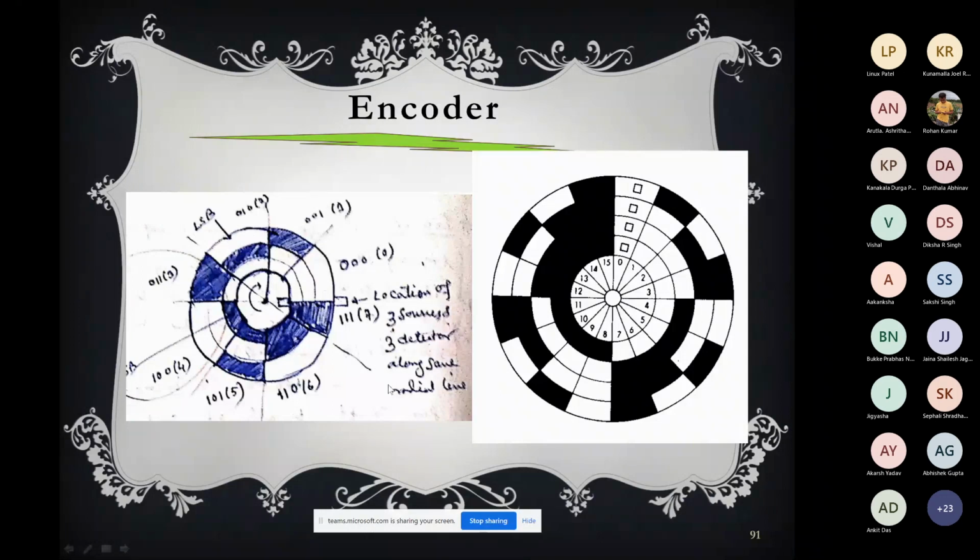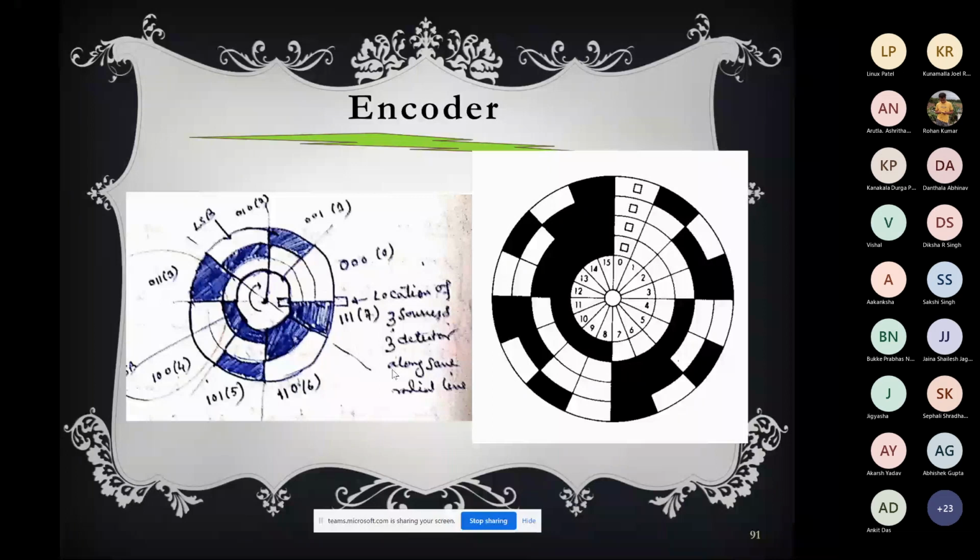Right. Now, if you think about the outermost track as the LSB, the least significant digit, and the innermost track as the MSB, the most significant digit. Now, you use three sources and three detectors. Here I try to mention the location of the source and the detectors. So three light sources and three detectors.